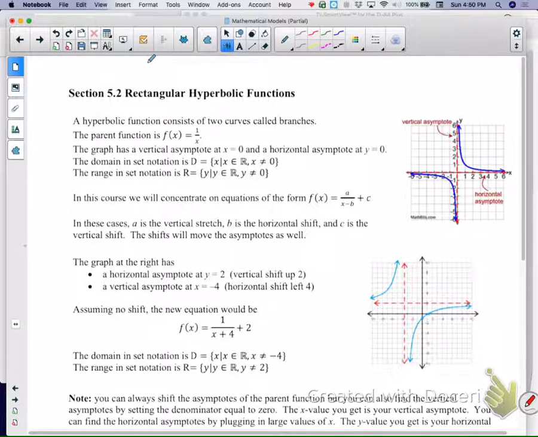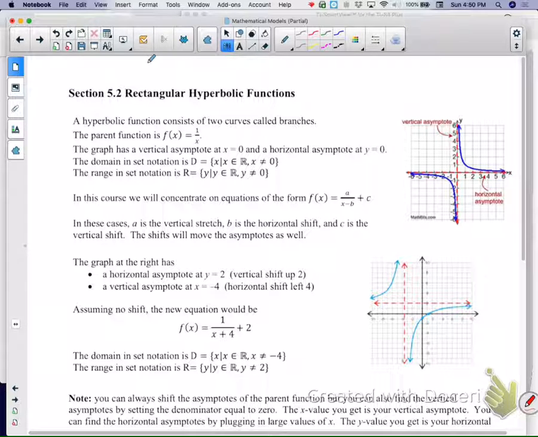Okay, so this one is rectangular hyperbolic functions, which sounds kind of scary. You've done these before. You call them rational functions. For whatever reason in our book, they're called rectangular hyperbolic functions. So a hyperbolic function consists of two curves that are called branches. So in my picture here that's in color, the blue curves there are your branches.